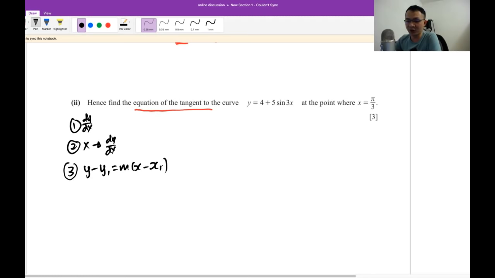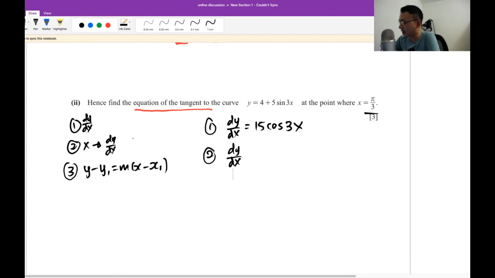So I'm going to show you how to do this. The first thing is do the dy/dx. We already did just now, which is 15 cos 3x. Second step, sub the x value, which is this one, into the dy/dx. Why do you want to sub the x value into dy/dx? Because you want to get the gradient of tangent.